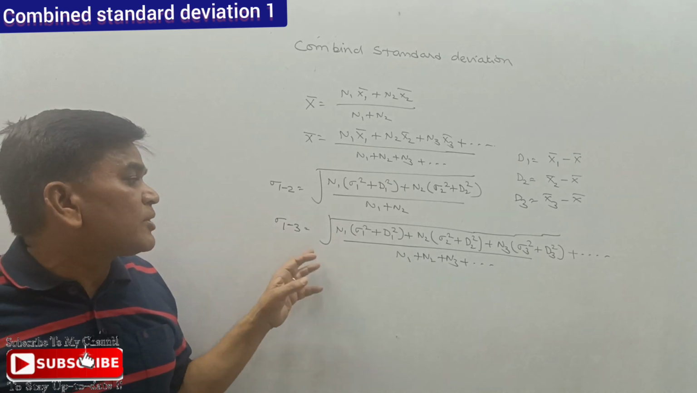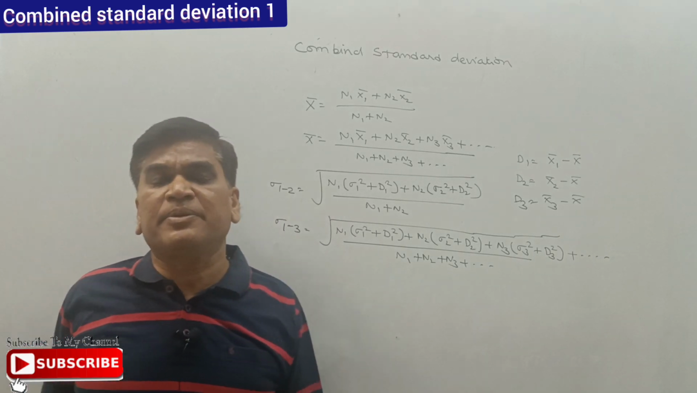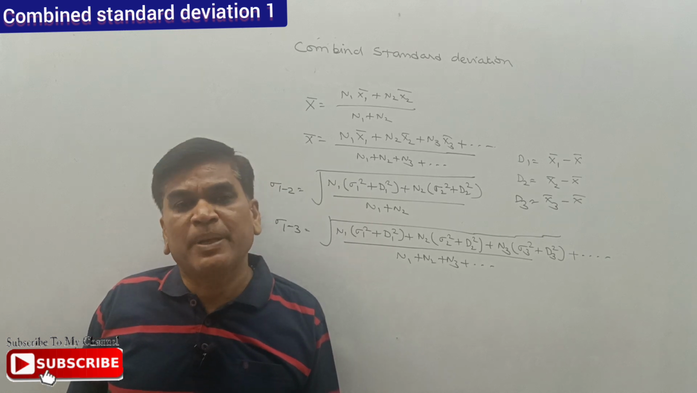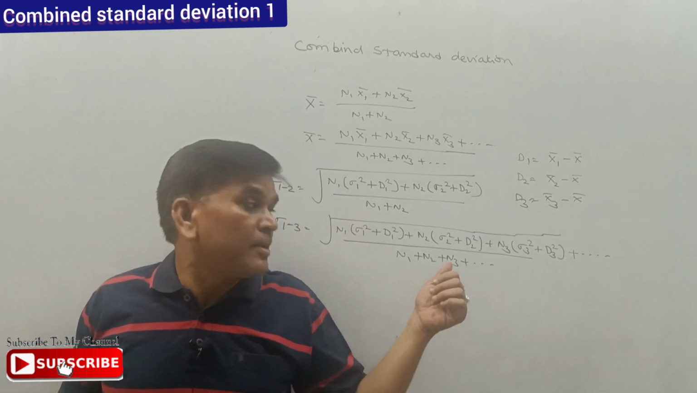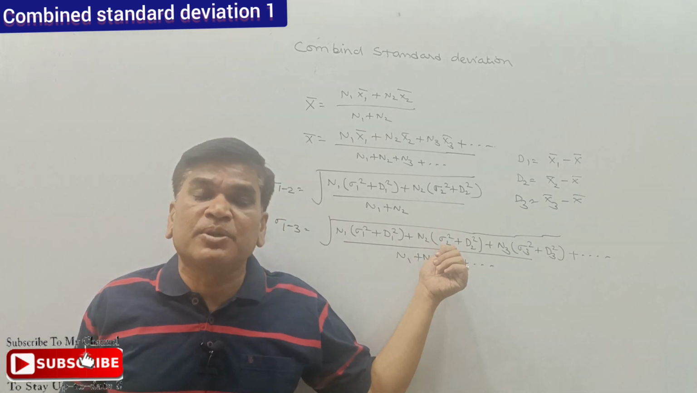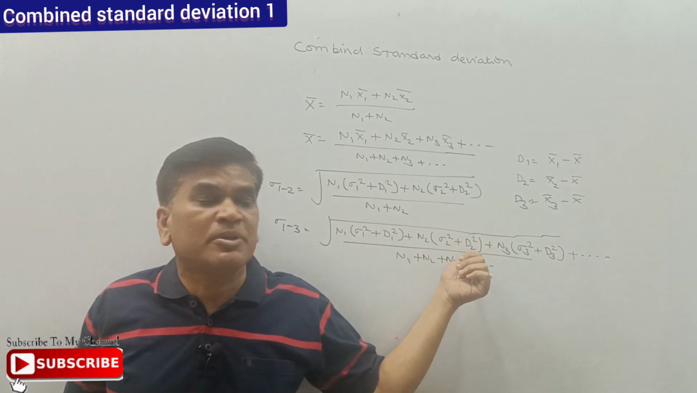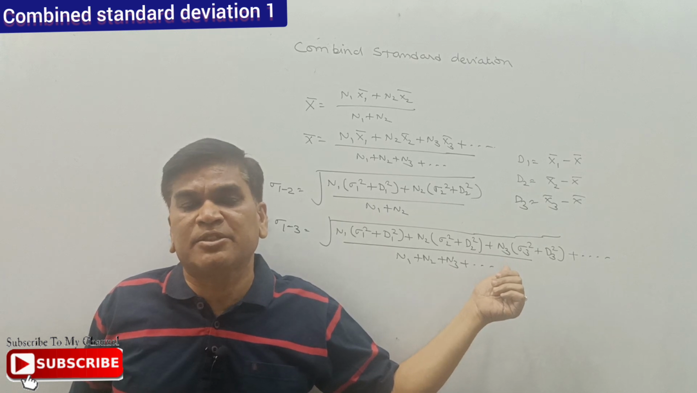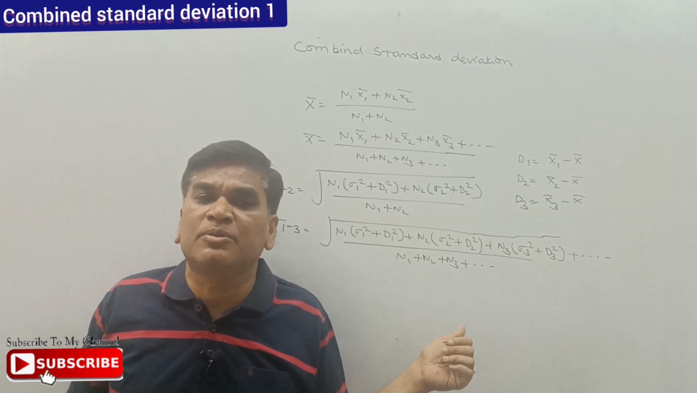If there are 3 items, then the formula applied will be the square root of n1 times standard deviation 1 raised to power 2 plus d1 raised to power 2, plus n2 times standard deviation 2 raised to power 2 plus d2 raised to power 2, plus n3 times standard deviation 3 raised to power 2 plus d3 raised to power 2, divided by n1 plus n2 plus n3.